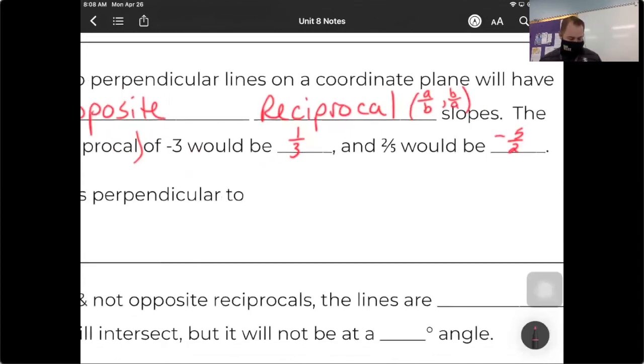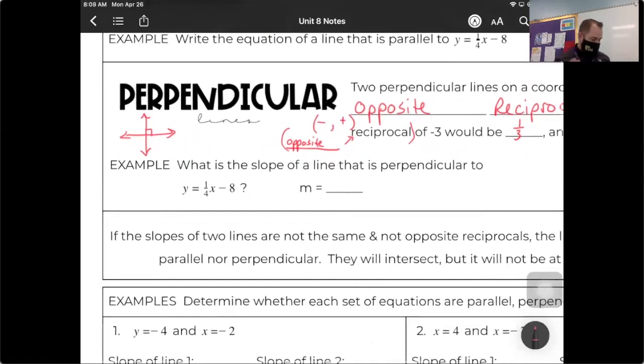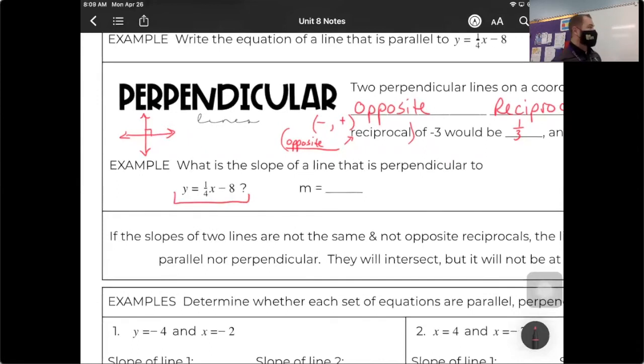Okay? So here's our example. What is the slope of a line that is perpendicular to this one? So first of all, what's the slope of this line? 1/4. So I want to do the opposite reciprocal of 1/4. What's the opposite reciprocal of 1/4? -4 over 1, or just -4. Good.